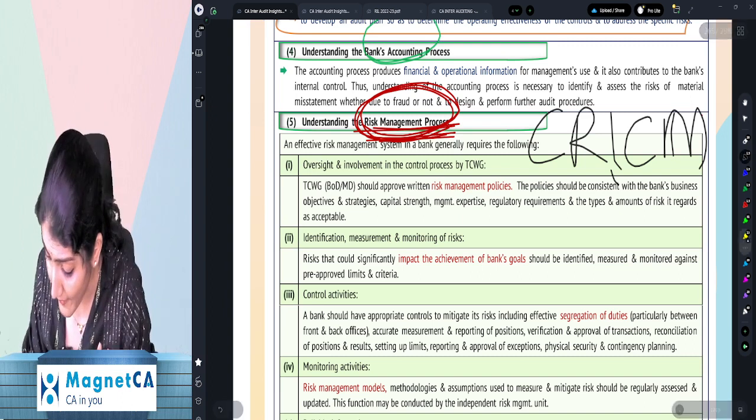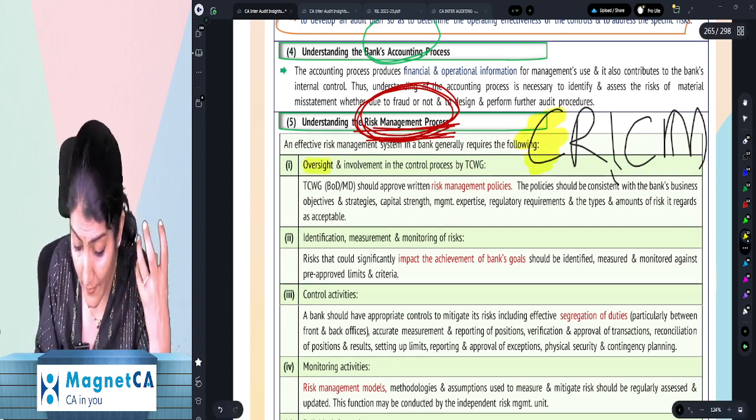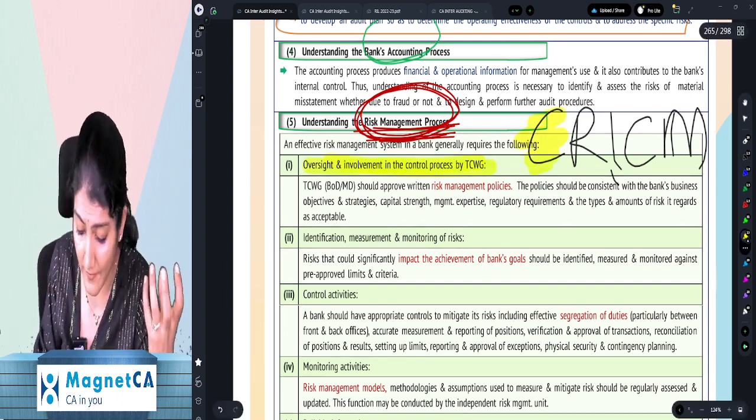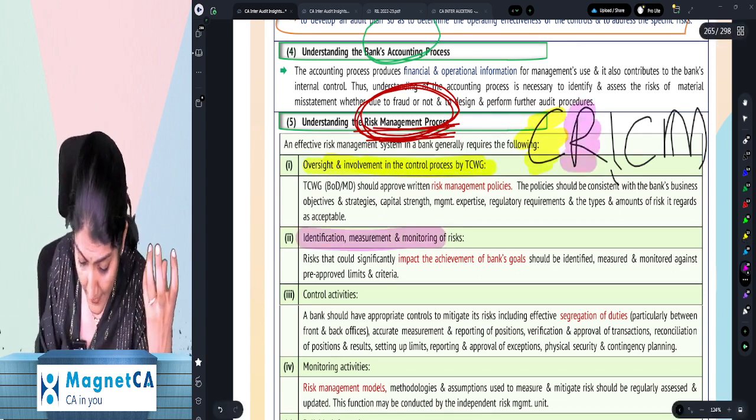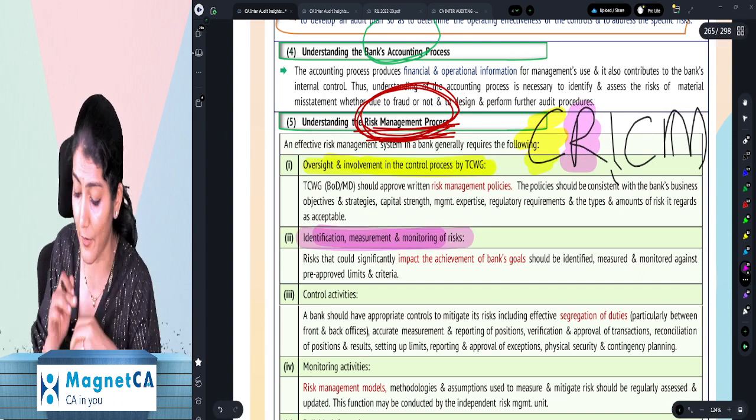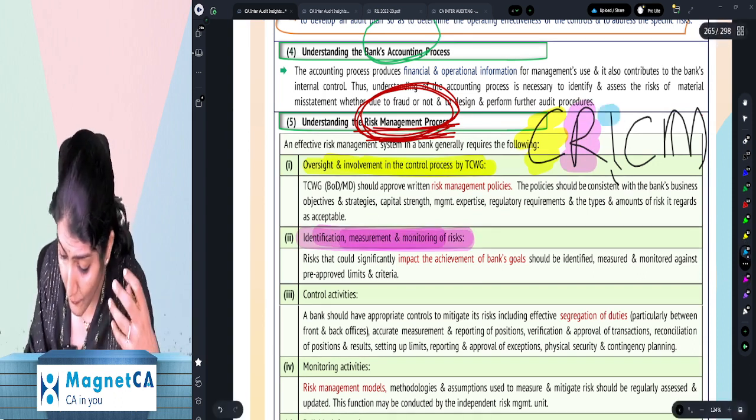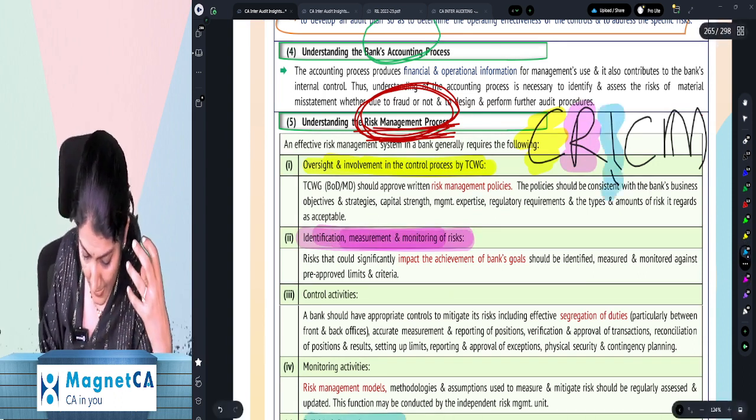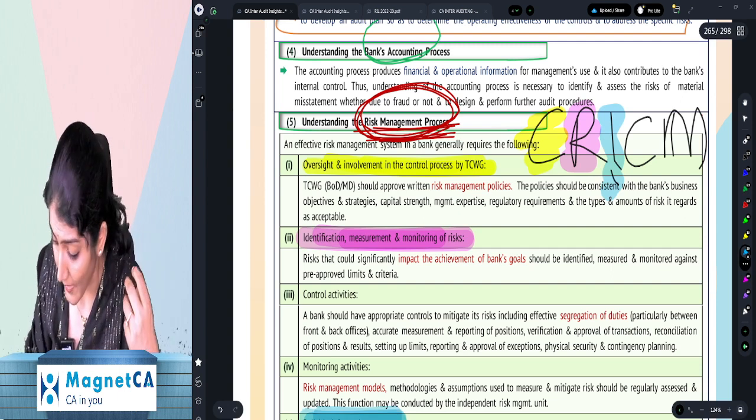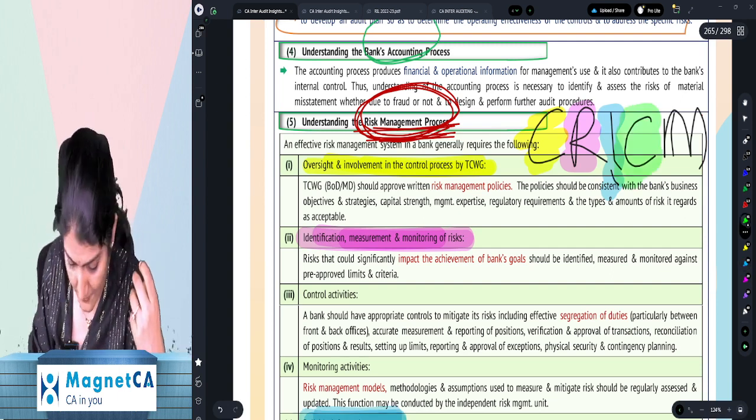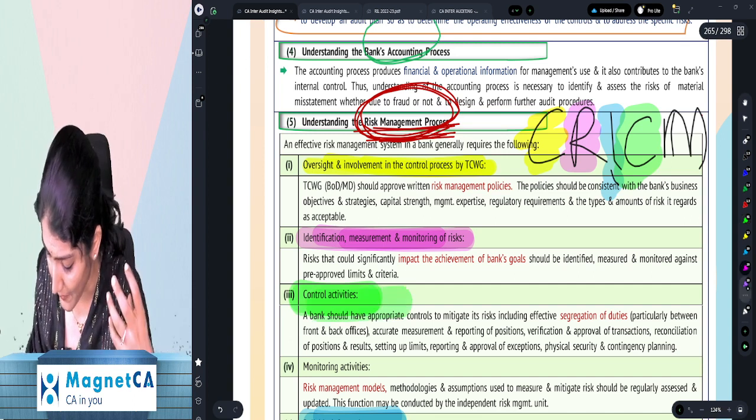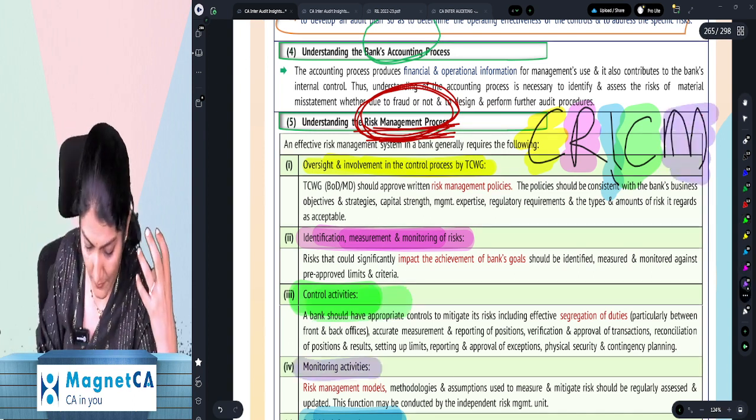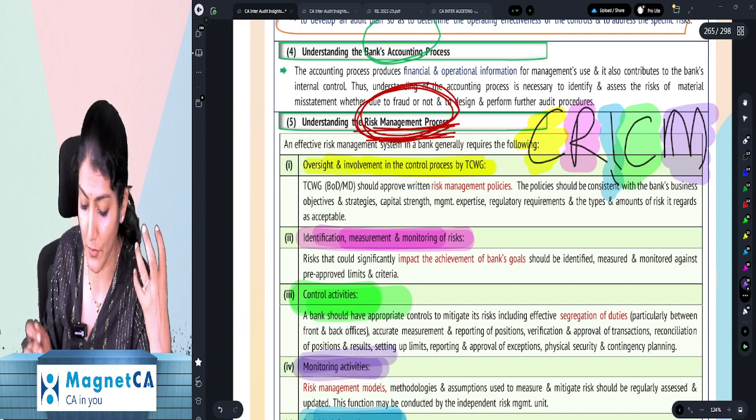Because what do we say? Control environment. So that is oversight and involvement of TCWG. Then risk assessment. So risk assessment is your identification, measurement, monitoring of risk. Then you have the information system. So that is reliable information system. Then you have the control activities. And last but not the least, you have the monitoring. So you also have the monitoring activities.